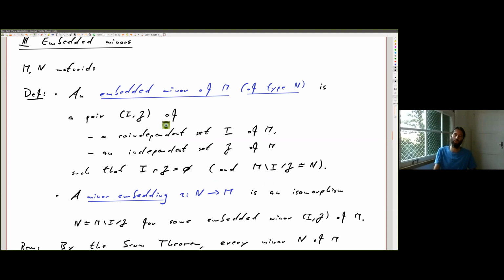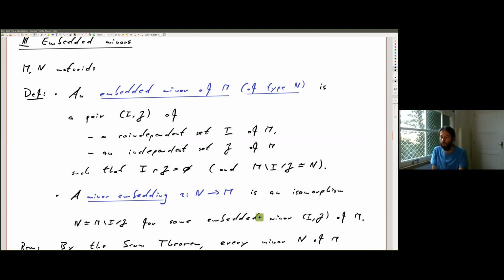And then if you switch the two words, embedded and minor, you arrive at a minor embedding. We write this as if it was a morphism of matrices, but it's not comparable to a strict map of matrices or something. It means it's an isomorphism of the matrix N with M excluded I contracted J for some fixed embedded minor I, J of M.